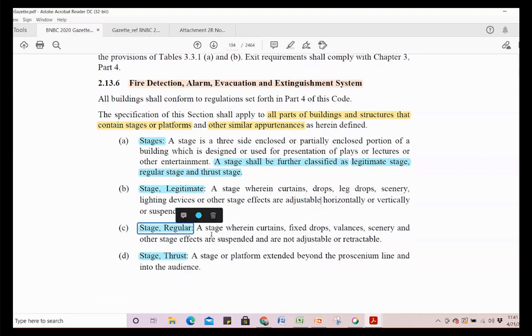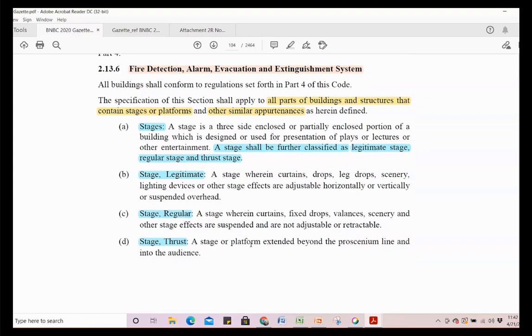The second type is a regular stage, a stage wherein curtain, fixed drops, valances, scenery and other stage effects are suspended and are not adjustable or retractable. So they are fixed actually, they cannot be adjusted or retracted. So this is another type of stage, regular stage. The third stage is a thrust stage, a stage or platform extended beyond the proscenium line into the audience.